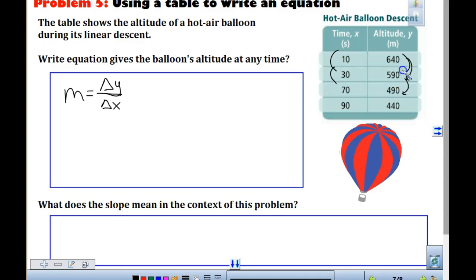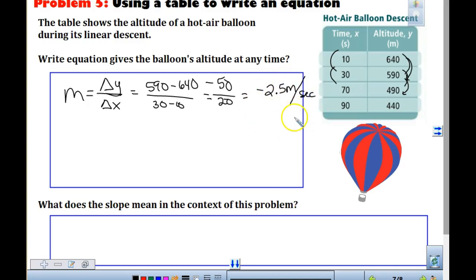So if we use our first two points, what is the change in y? That's where you're taking 590, right? And minusing 640. And in our denominator, if we put 590 first, I have to take 30 minus 10. So 590 minus 640 gives us? Divide, -5/2. Now in this case, since we're talking about the balloon, doesn't it make more sense instead of leaving it as -5/2 to say -2.5, and what were we doing? We were doing meters per what? Second. So this hot air balloon is descending at a rate, right, of 2.5 meters per second.